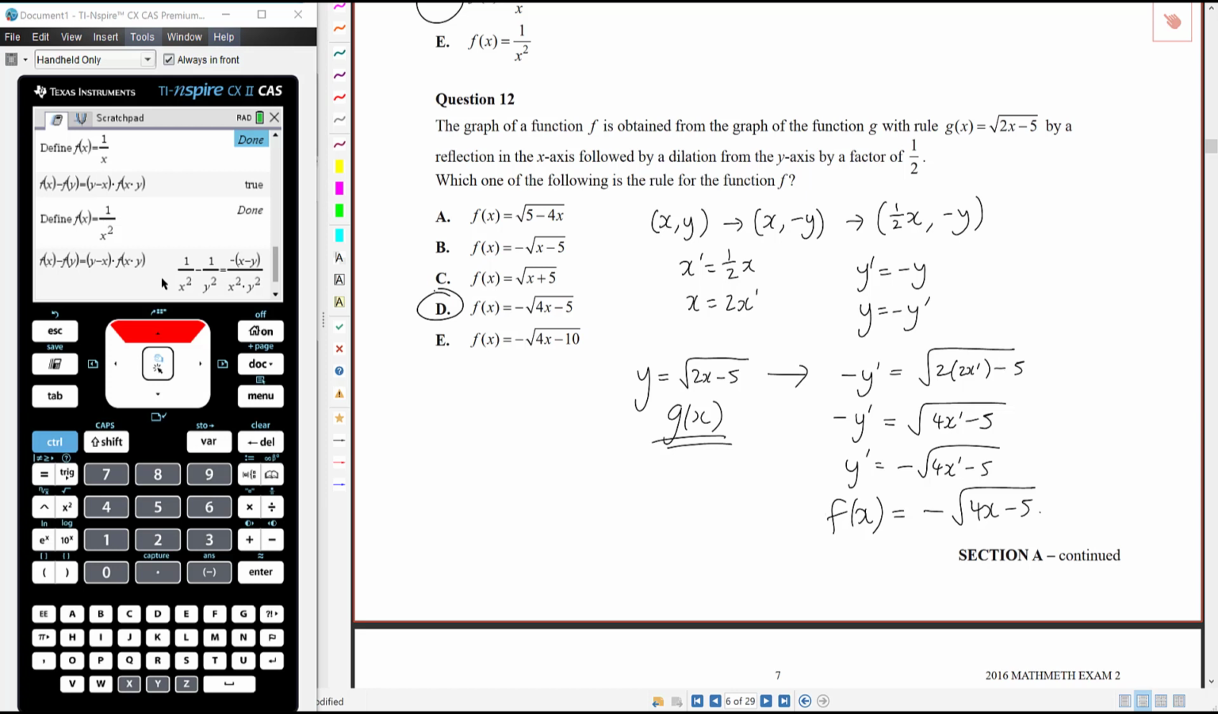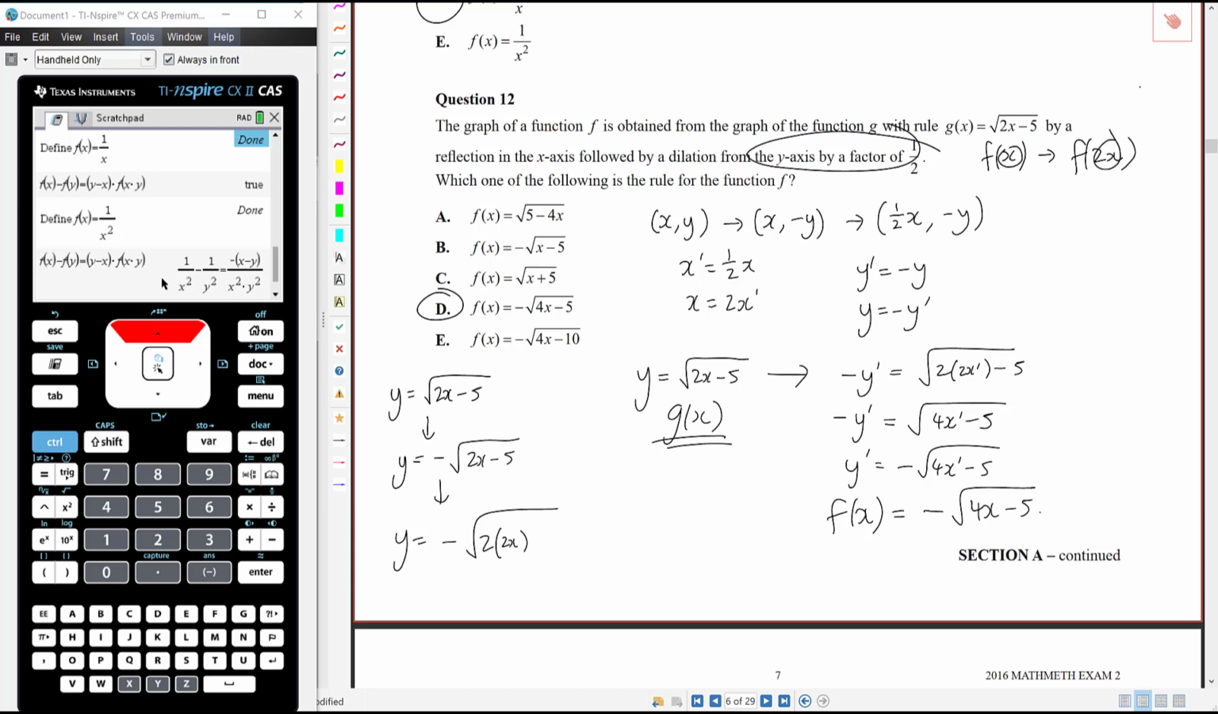If you prefer to do it directly with the function notation, you start with g of x, which was y equals square root of 2x minus 5. You then reflect it in the x-axis. That becomes negative square root of 2x minus 5. And that you then dilate by a factor of a half from the y-axis. So that is when we replace the x value with 2x. Remember, dilating by a factor of a half is f of x becomes f of 2x, so replacing all the x's with 2x's. And so you get to the same answer.